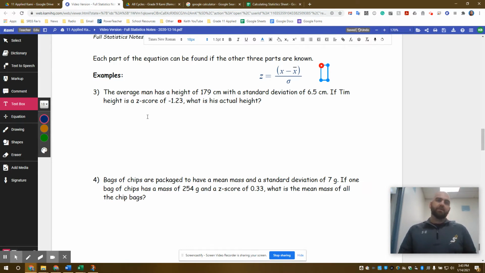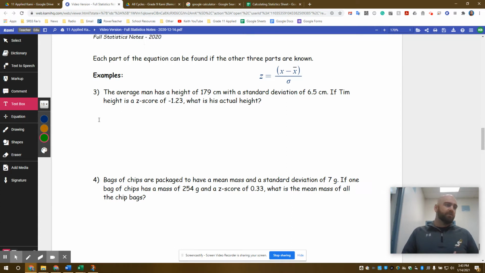So now the example we're going to take a look at goes through this: the average man has a height of 109 centimeters with a standard deviation of 6.5 centimeters. If Tim's height has a z-score of negative 1.23, what is his actual height? So in this case, we're trying to find that data point. We're trying to find x.